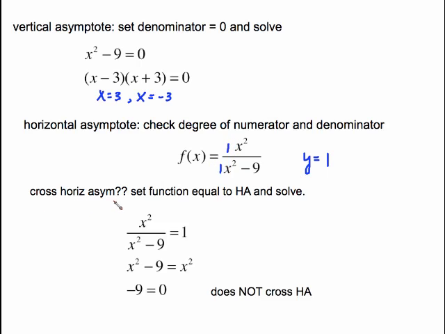Does it cross the horizontal asymptote? Set the function equal to the horizontal asymptote and solve. Here's the function equal to the horizontal asymptote of 1. I'm giving this a denominator of 1, and then I'll just cross multiply. I have this equation. To solve that, I would subtract x squared from both sides, which leaves me with -9 equals 0. That's not true. That tells me that the curve does not cross the horizontal asymptote.